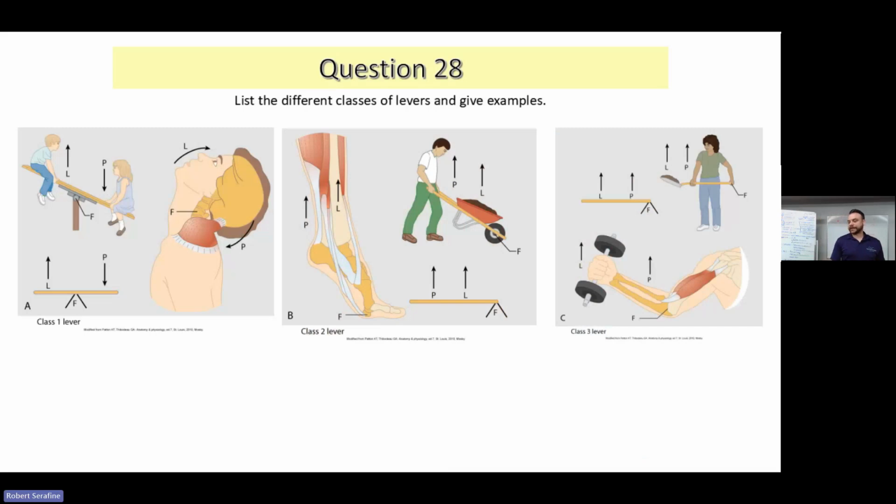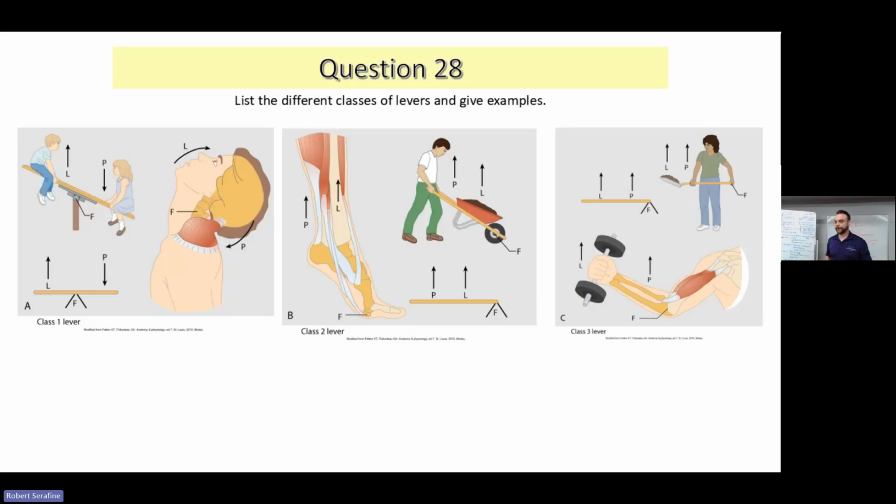Then we have the different classes of levers, which the AMBLEX says we need to know. It seems a little bit unnecessary, but first and foremost, classes of levers are based around a fulcrum, a load, and a pull. The fulcrum is the pivot point and is usually the joint where the movement occurs. The load is the weight we're trying to move, and the pull is the force used to move that object.